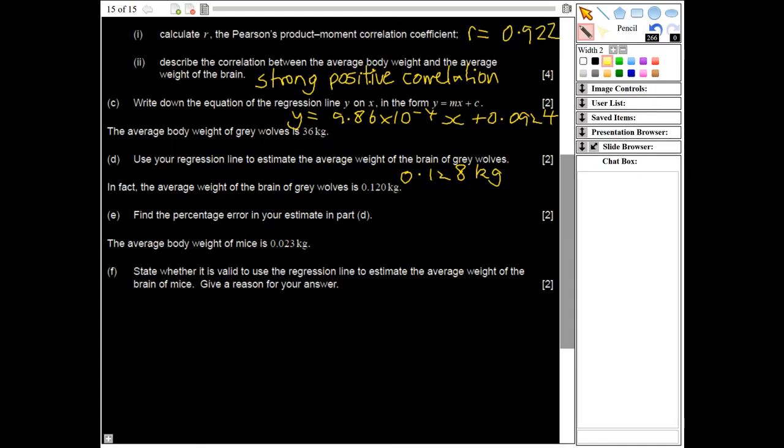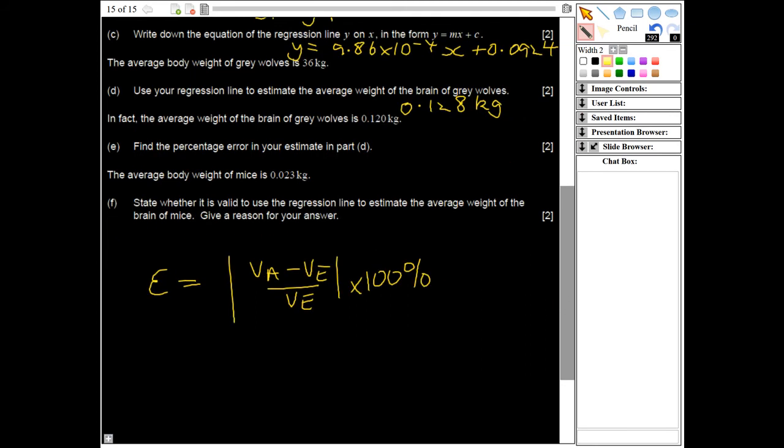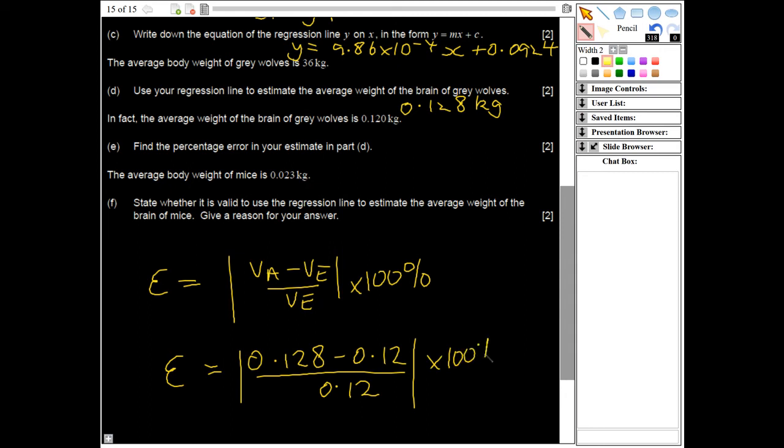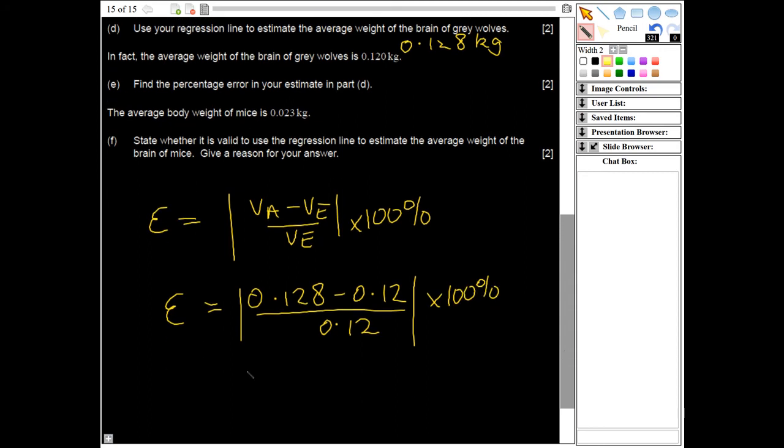So I'm just going to write that down. It's VA minus VE over VE, times 100%. VA was the approximate value, so that was 0.128 minus the exact value, which is 0.12, divided by 0.12, and then times 100%. So using my GDC, I then get that that is 6.52%.